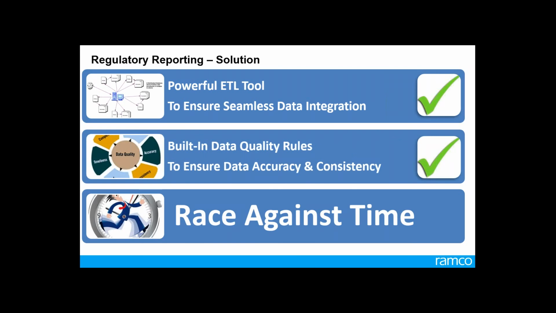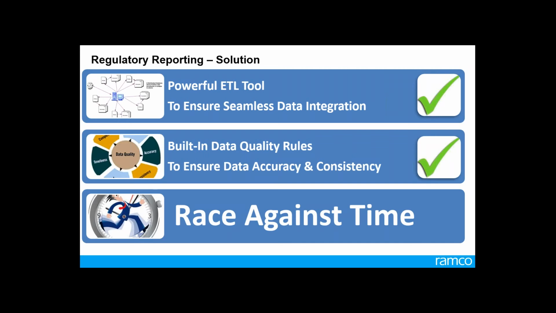And for the quality of data, there should be built-in data quality rules to ensure data accuracy and consistency across periods. We cannot report something this month and then completely change it when we come over to the next month.